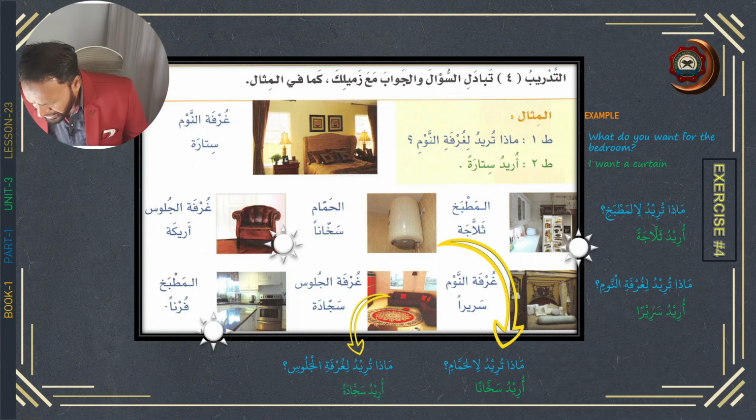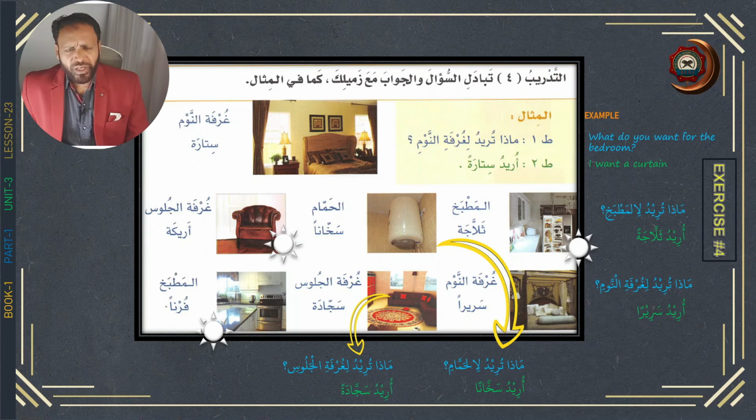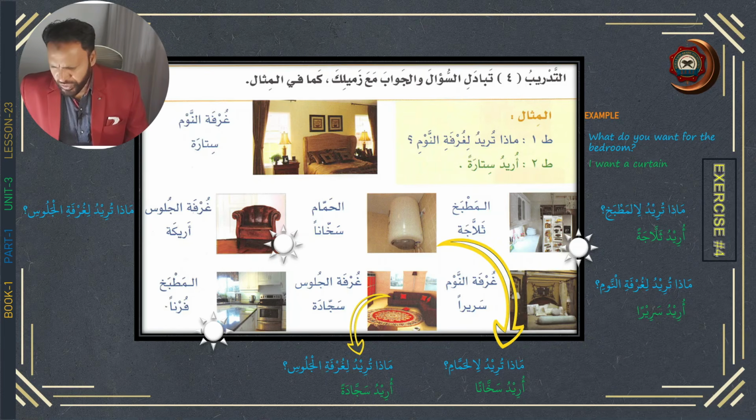Okay, who else is there? Tabassum ma'am, go ahead. The top left. Yes, sir. Maza turidu li ghurfati julusi. Yeah, maza turidu lil ghurfatil julusi. Uridu arikata. Yeah, uridu arika. What would you like to have for the drawing room? I want a couch or a sofa.